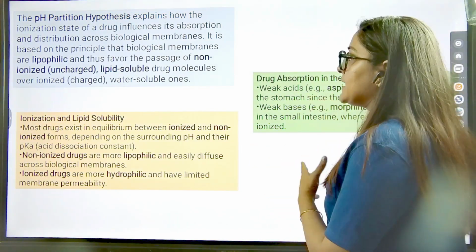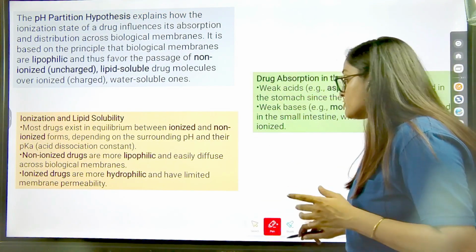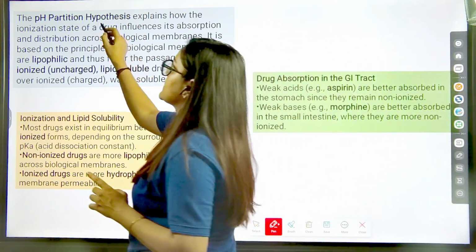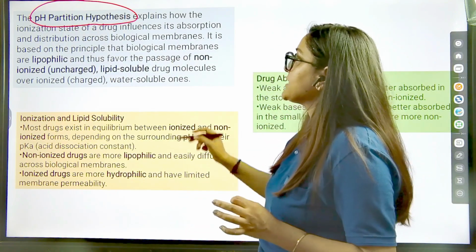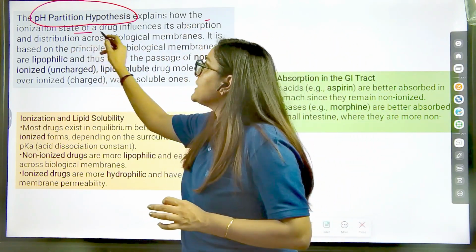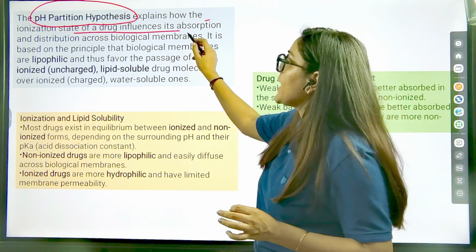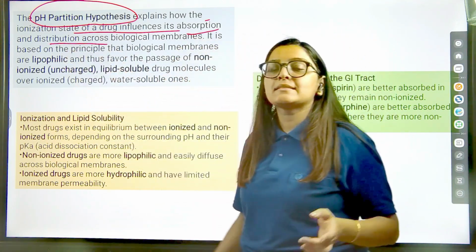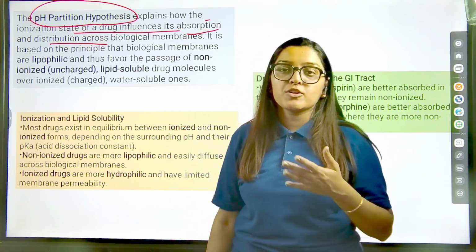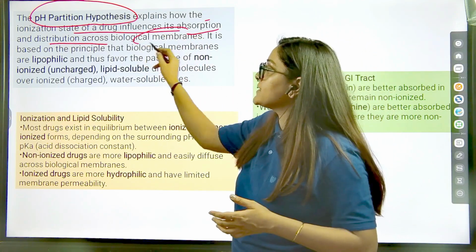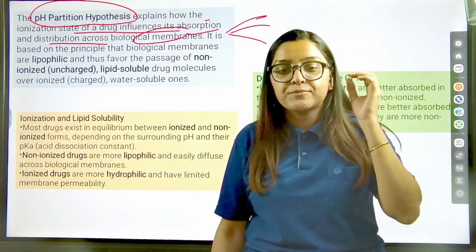So let's see it in parts and see what formulas we need. Number one is the main assumption, that is, the pH partition hypothesis. It explains how the ionization state influences the absorption as well as the distribution of the drug across your biological membranes. That means you already know three criteria of a good absorption.